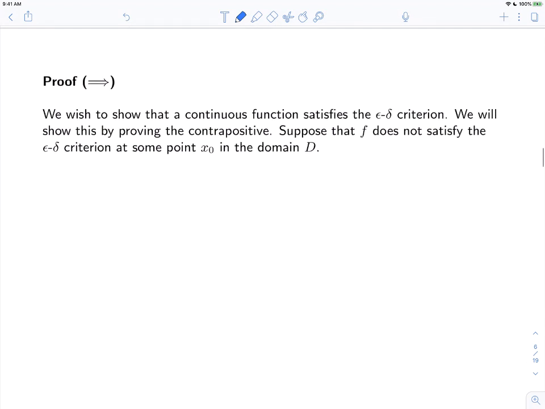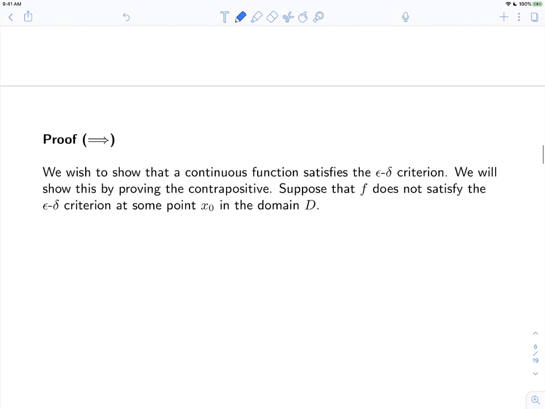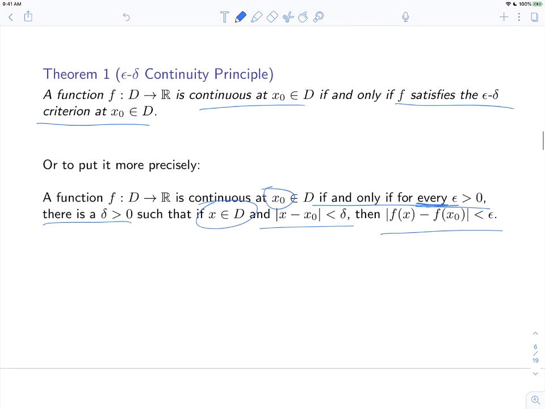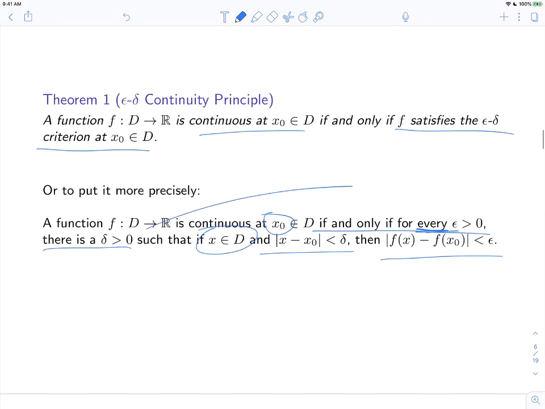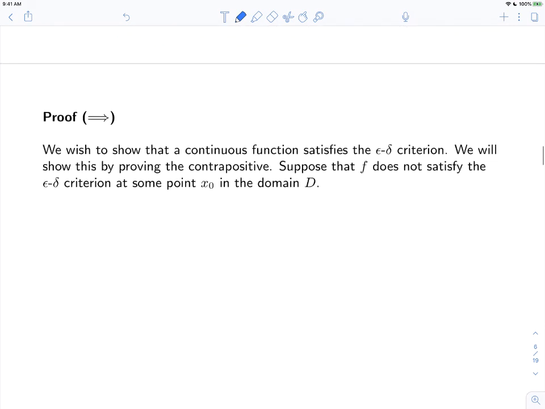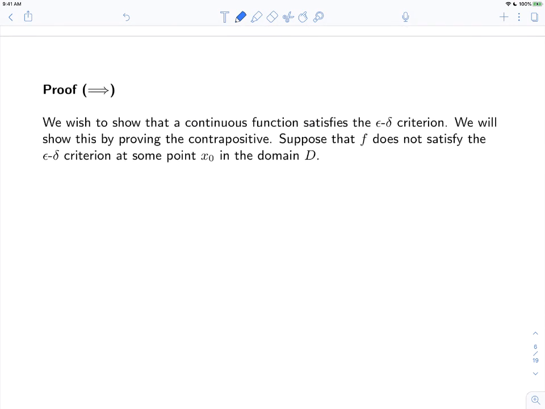Let's look at the proof. We wish to show that a continuous function satisfies the epsilon delta criterion. We will show this by proving the contrapositive. So, suppose that f does not satisfy the epsilon delta criterion at some point. Notice there's some space here. Let's fill in the details. Let's remind ourselves what it means to satisfy the epsilon delta criterion. We have it written right here. It's this business right here. So let's write that down.